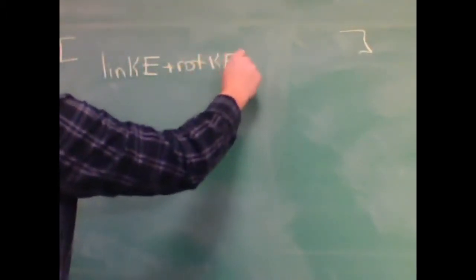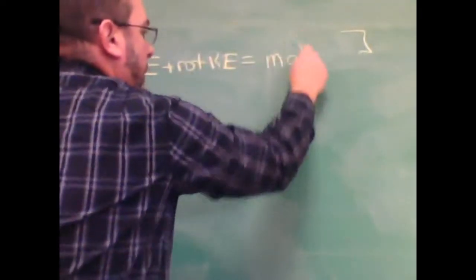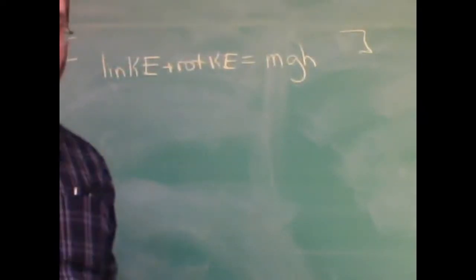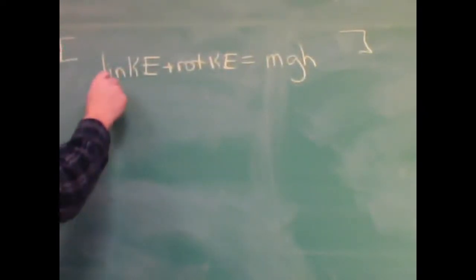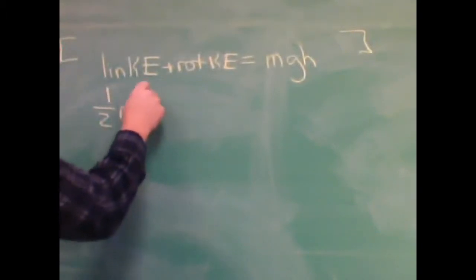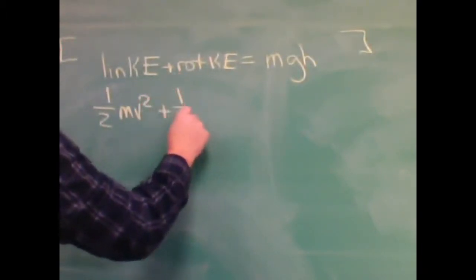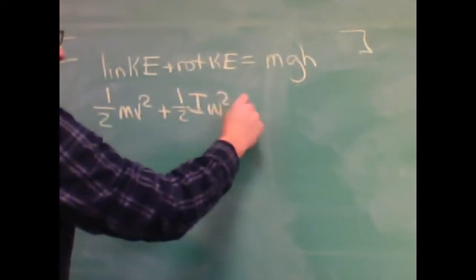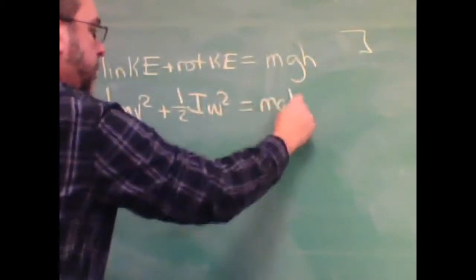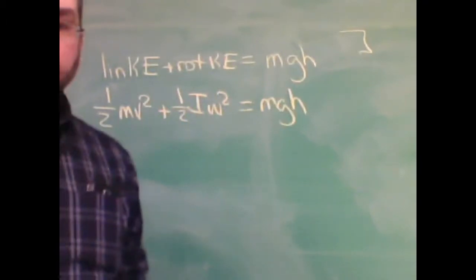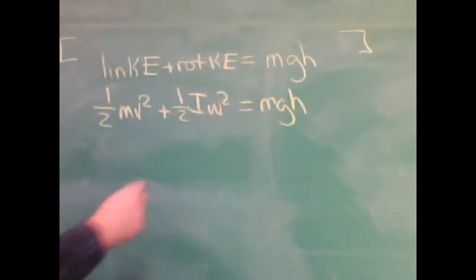At the bottom of the hill, it has both linear kinetic energy and rotational kinetic energy. And then it's going to go up the hill until all it has is gravitational potential energy, mgh. So at the bottom of the hill, it has 1/2 mv squared. It also has 1/2 I omega squared. And then it's going to roll until those both disappear, and all that remains is mgh, gravitational potential energy.